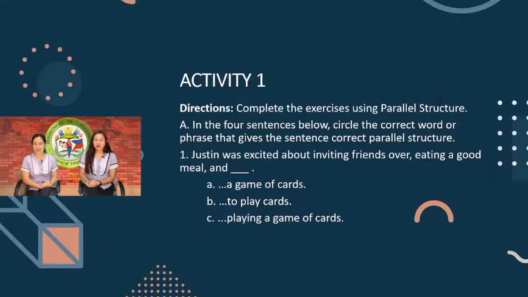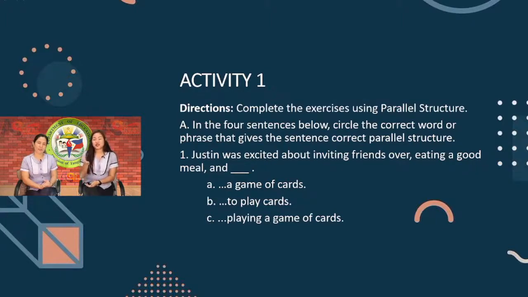So, activity number 1, dear learners, get your SLM. The directions would be to complete the exercises using parallel structure. So in the 4 sentences below, circle the correct word and phrases that gives the sentence the correct parallel structure. For example, Justin was excited about inviting friends over, eating a good meal, and, is it A, game of cards? Is it B, to play cards? Or C, playing a game of cards?